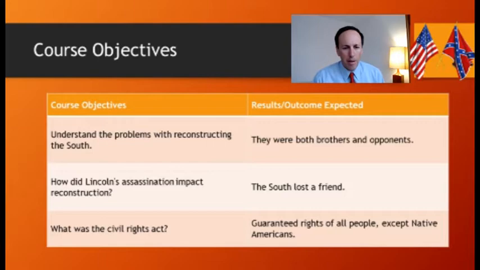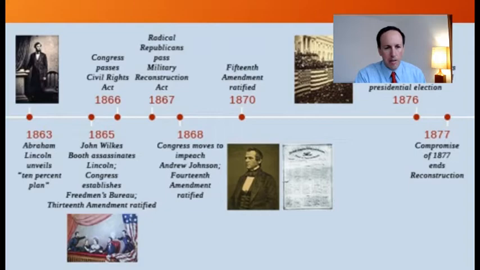How does Lincoln's assassination impact Reconstruction? Lincoln's 10% plan was very favorable for the South. When he's assassinated, the South loses a friend. And what is the Civil Rights Act? It guarantees the rights of all people except Native Americans. Here's our timeline. We'll be talking about the 10% plan, the Civil Rights Act, the Freedmen's Bureau, 14th Amendment. We've got most of this stuff on here coming up soon.